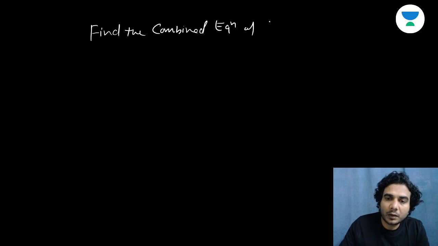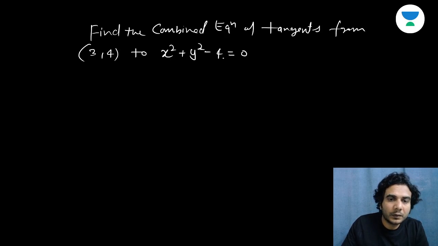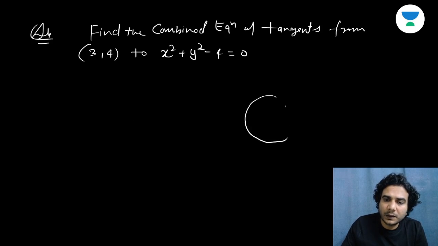So find the combined equation of tangents from (3, 4) to x square plus y square is equal to 4. All right, yeah. So now we know that formula. This is a circle, whatever circle this is, it doesn't matter where its center is. This P should be outside. So yes, P is outside. Then only we can find, otherwise tangents will not exist.